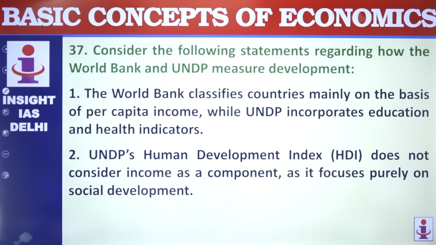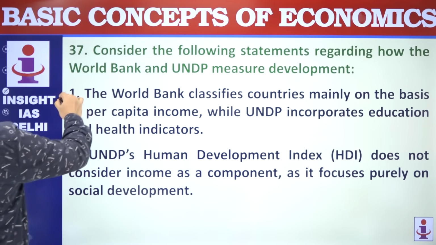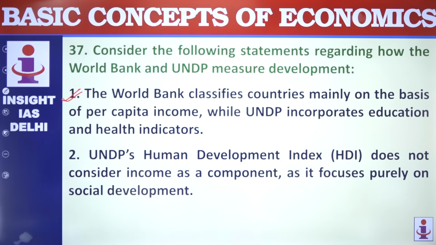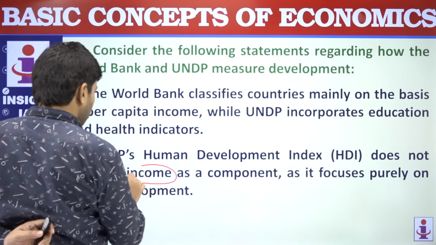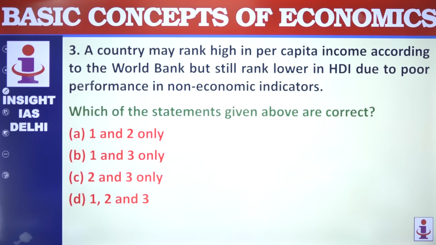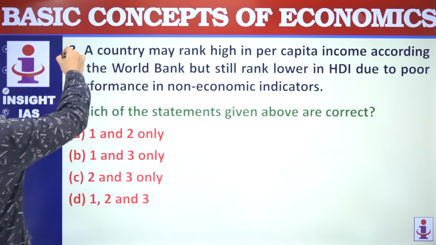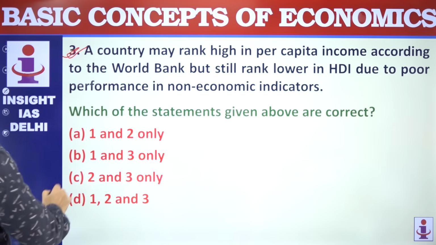Consider the following about World Bank and UNDP. The World Bank classifies countries mainly on the basis of per capita income, while UNDP incorporates education and health indicators. Yes, this is correct. We should discuss this health and HDI also. UNDP's HDI does not consider income as a component. HDI actually includes income. This statement is not correct. A country may rank high in per capita income according to the World Bank, but still rank lower in HDI due to poor performance in non-economic indicators. Yes, 1 and 3 are correct.